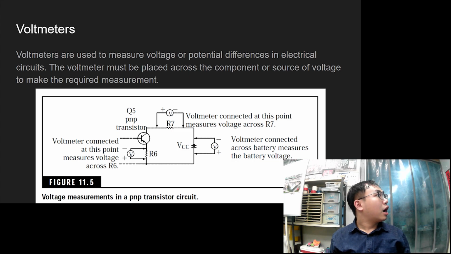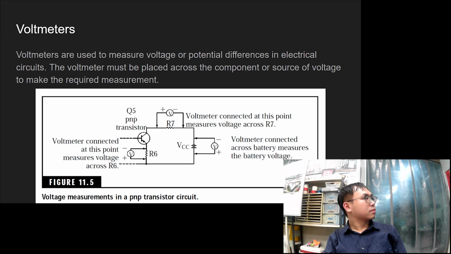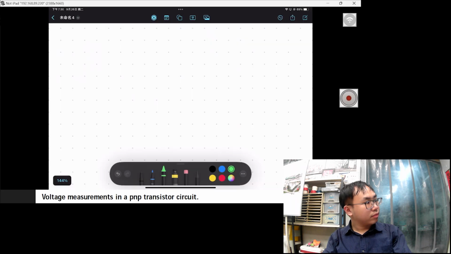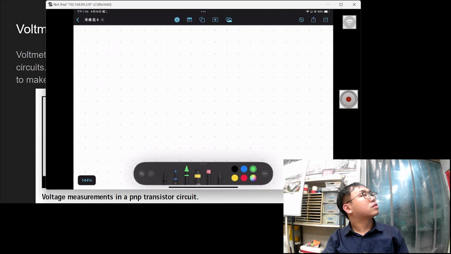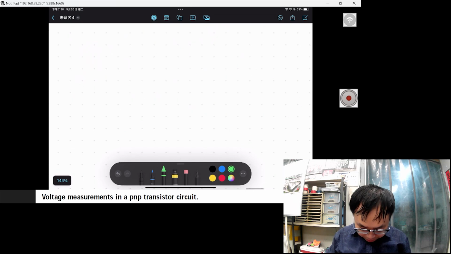So, voltmeter. Still remember the keyword potential difference. The words potential difference mean voltage. Okay, they are just equivalent in electric circuits. A voltmeter must be placed across the component or source of voltage to make the required measurement. Okay, so in our diagram, for example, if we are measuring this resistance or measuring the battery, we have to put the voltmeter in parallel with them. Okay. What does it mean?